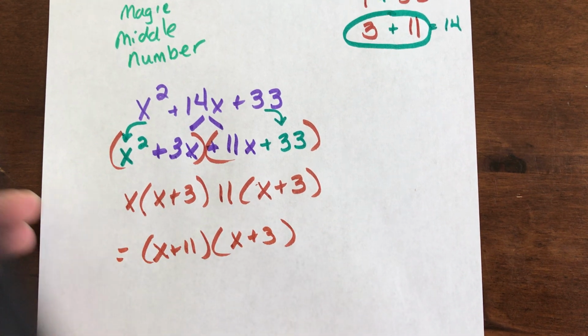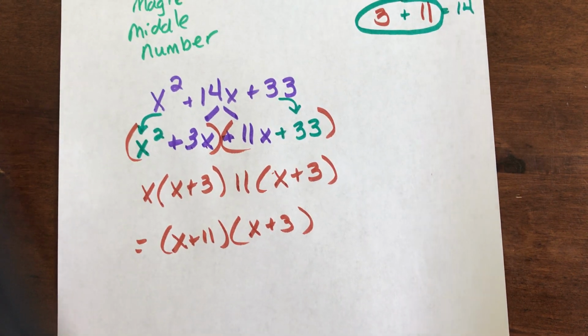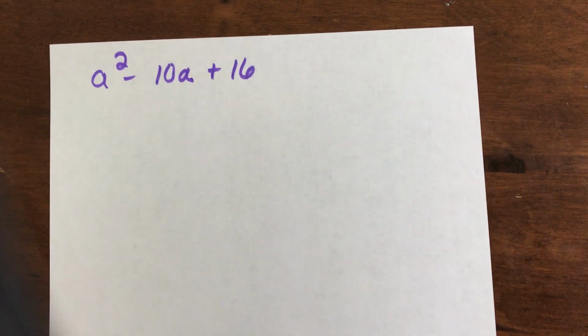So my final answer would be x plus 11 times x plus 3, okay? Now again, I'm doing two examples with the long way, and then I'm going to come back and show you the short way on this one and the one that I'm going to get ready to do next. All right, so here we go.